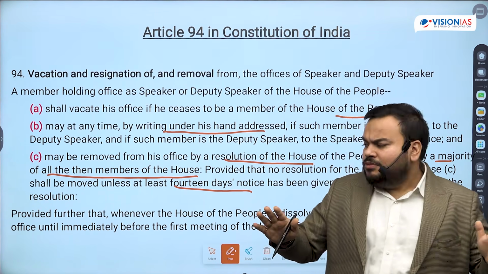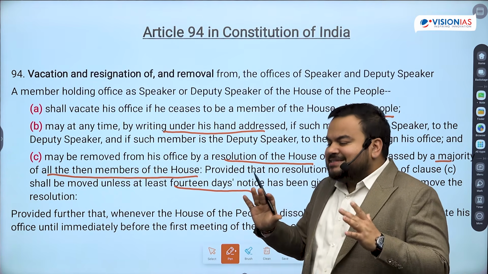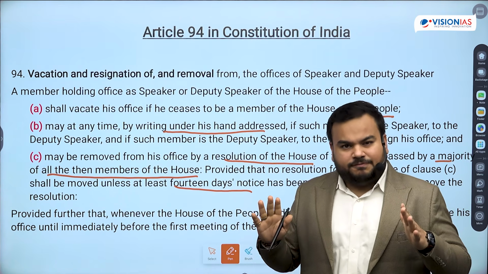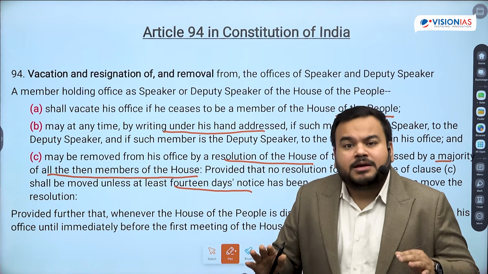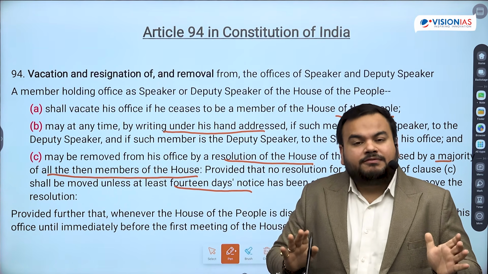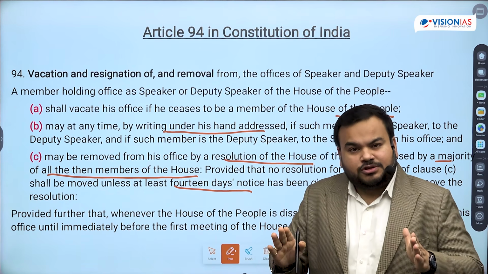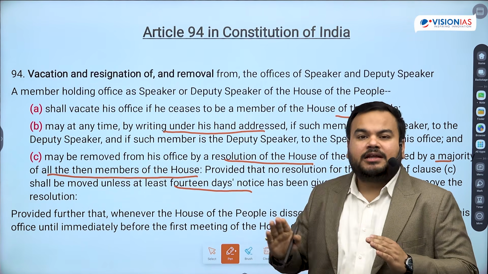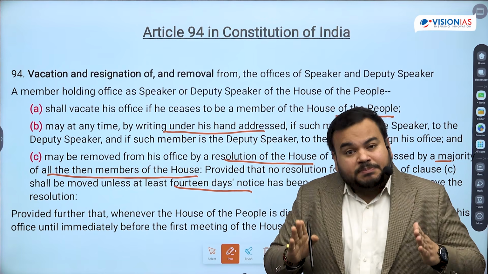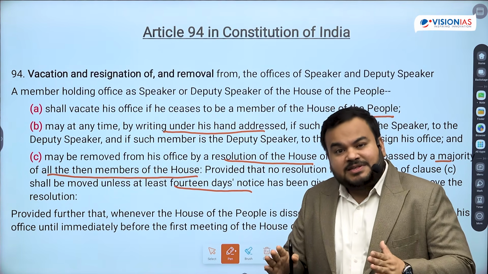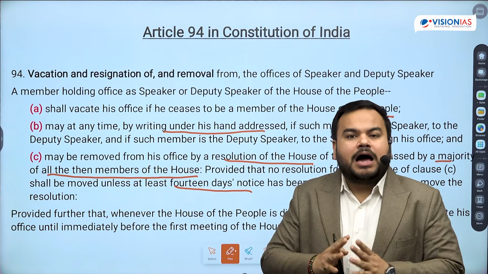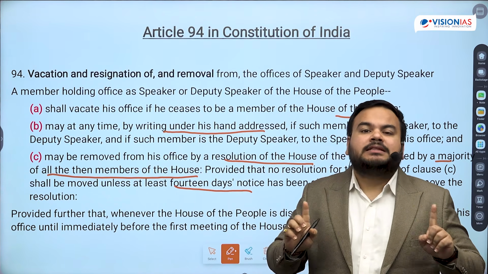Now, there is one more condition. Let's say there is the dissolution of the House of People, that is the Lok Sabha. So does the Speaker vacate his office after the dissolution of Lok Sabha? No. The answer here is no. Article 94 basically tells the Speaker is going to hold his office until the constitution of a newly elected House of the People, that is the Lok Sabha.